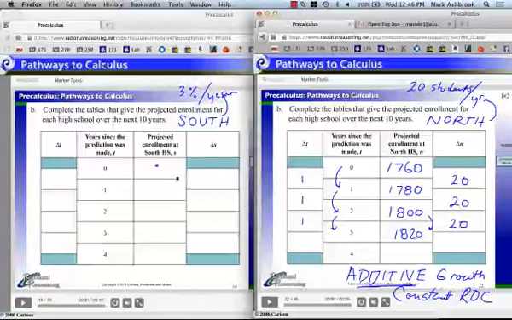Okay, what about with South? We started out with, what was it? 1980? And now instead of adding a certain number of students, it says it went up 3%. Okay, so I'm guessing some of you did this. First you found 3% of 1980, right? How do you do that?